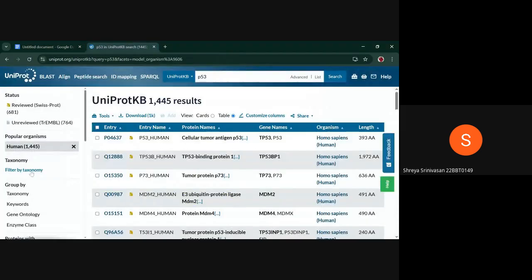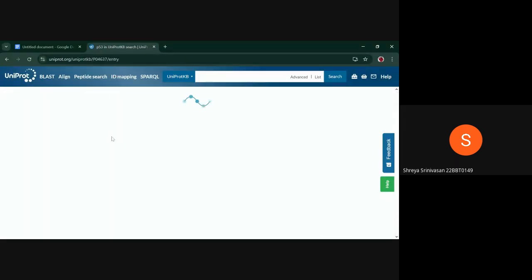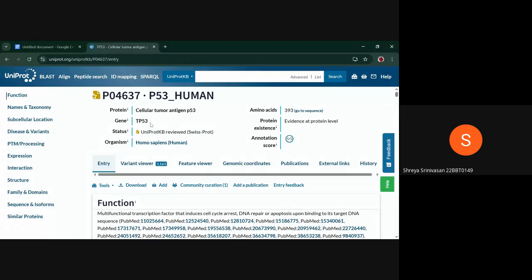So you go to human, and then under that you go to your first entry, because that is the UniProt ID for cellular tumor antigen P53. Here you also have the gene name TP53, and that is what is mentioned here. So you go in. You have your gene name, which is TP53, and it's present in Homo sapiens, which is human. It is called cellular tumor antigen P53, and it has 393 amino acids.